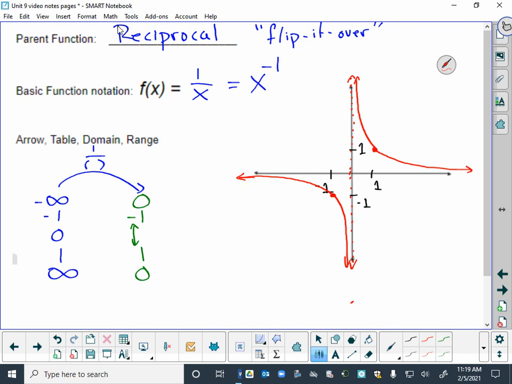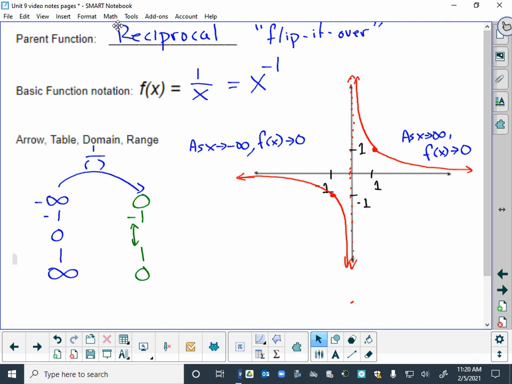So we do have our horizontal asymptotes again, as in our end behavior description: as x approaches negative infinity, f of x approaches 0. Same thing happening over here: as x approaches positive infinity, f of x approaches 0.